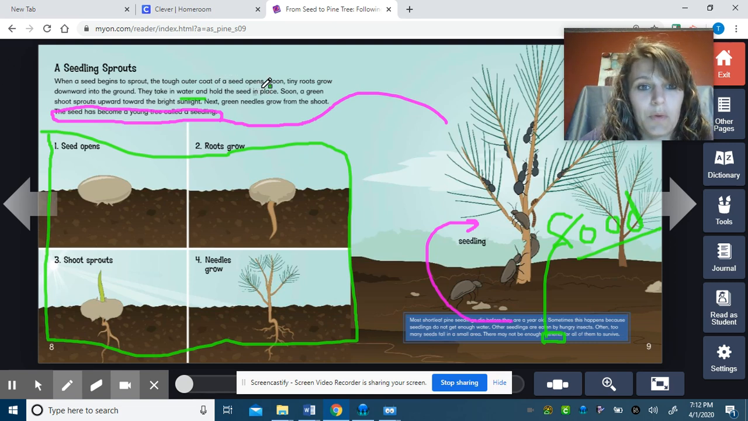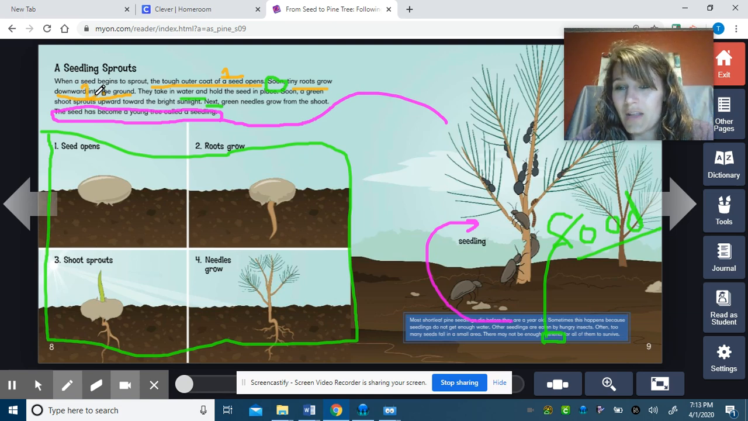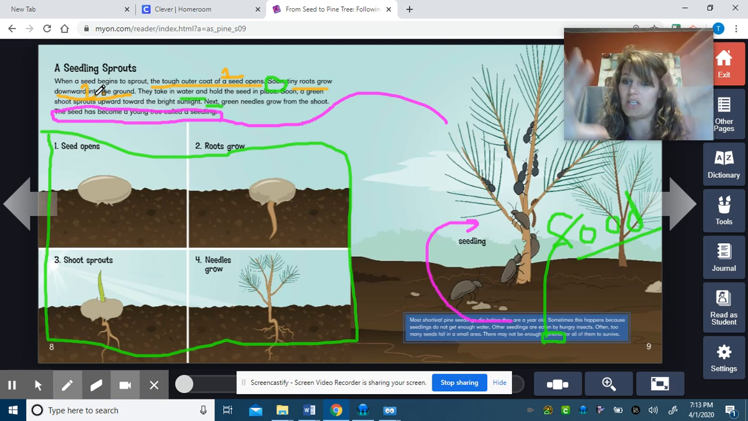So I see the word soon, which I know is a time order word. And then I see the word... And I see that the text is listing steps. So first, the outer coat of the seed opens. That happened first. Then tiny roots grow downward. So that happens second. So I can assume right now, I can probably answer that this section here on pages 8 and 9 is actually chronological order.